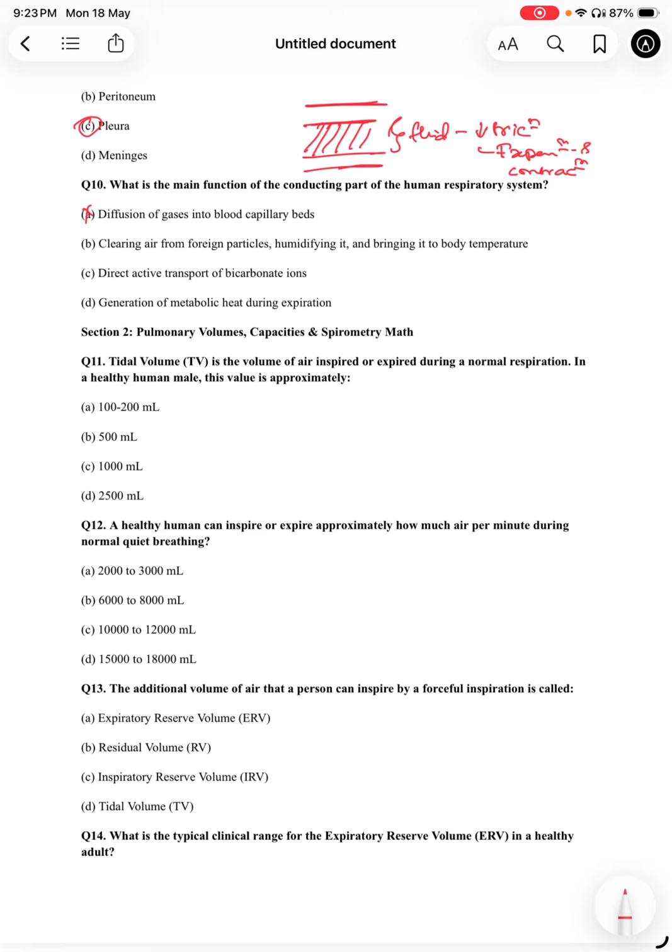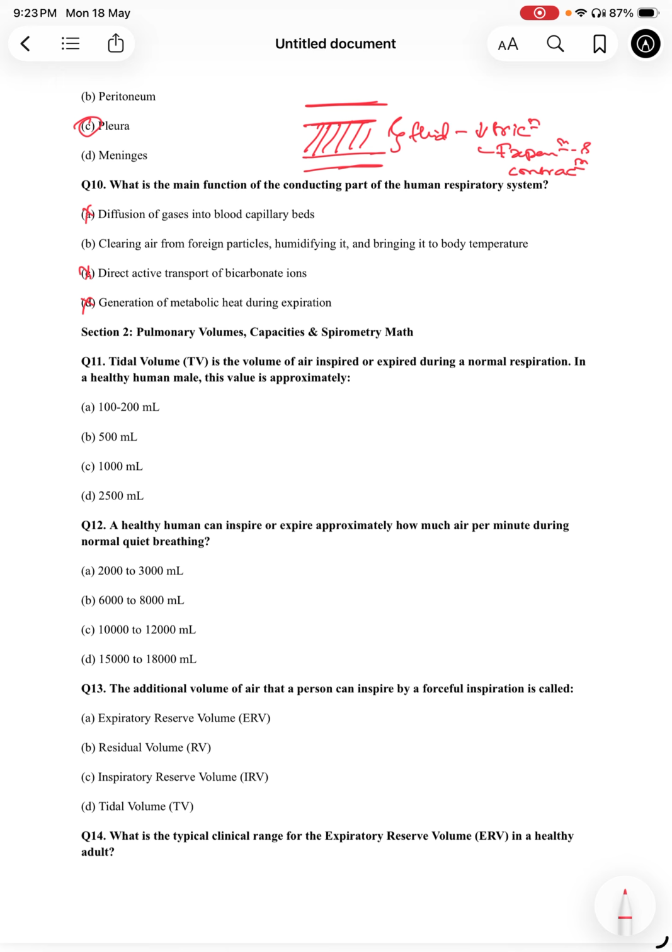Direct active transport of bicarbonate ions. Do you think that is possible? No. Generation of metabolic heat during expiration? No. Basically, what happens is the conducting part, its cells basically secrete mucus.